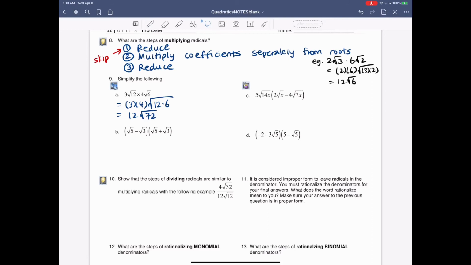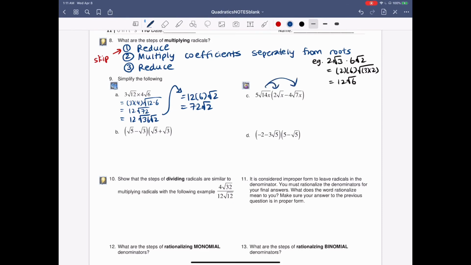So how can I reduce the 72 at this point? I can recognize that I can break the 72 into 36 and 2, 36 being the biggest perfect square under the square root. So that reduces to 12 times 6 and then square root 2. 12 times 6 is equal to 72 square root 2. Okay, try some of these other questions and then pause the video as you need. But for now, I'll go to part C actually.